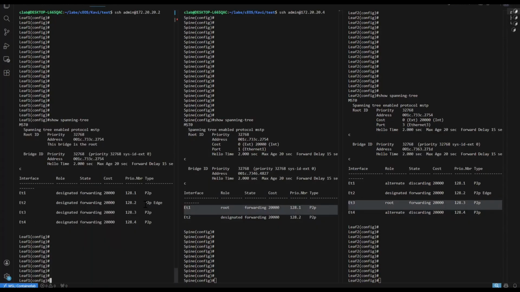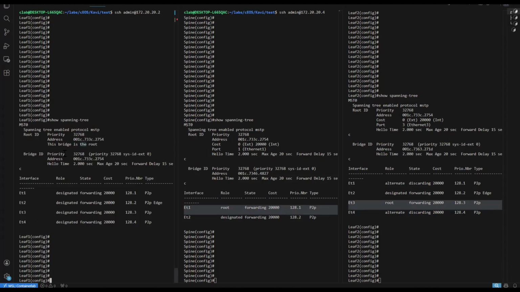Right now I'm using the Arista cEOS lab, and as you can see, spanning tree is enabled by default on all the switches. If the switch is an L2 switch, then spanning tree will be running by default. So in the default configuration, I can see leaf 1 is the root bridge of this setup, the fabric.